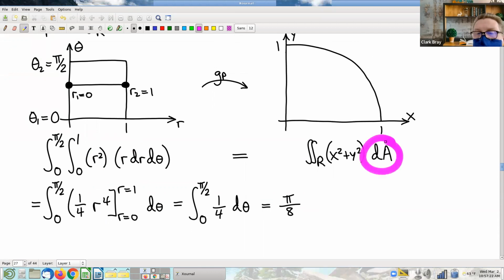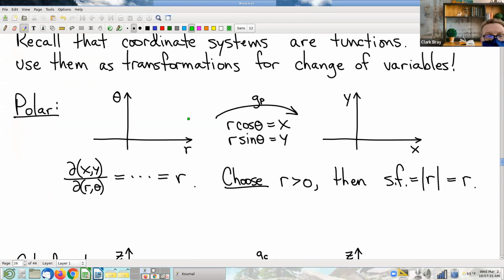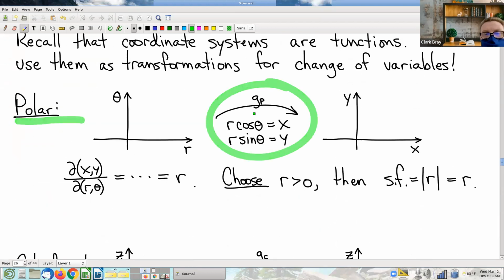Oh, yeah. So this right here, I'm just invoking the stretching factor that we've already computed, right? So this r comes from back here in polar coordinates. When you're using these formulas, which we are, your stretching factor is r. Yeah. No worries.